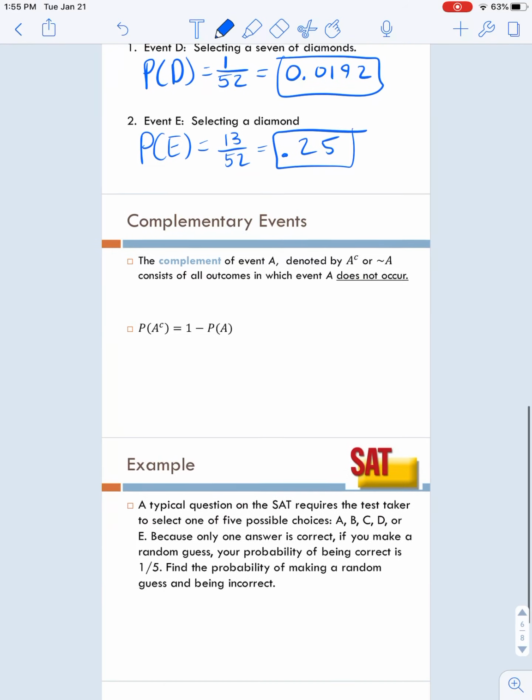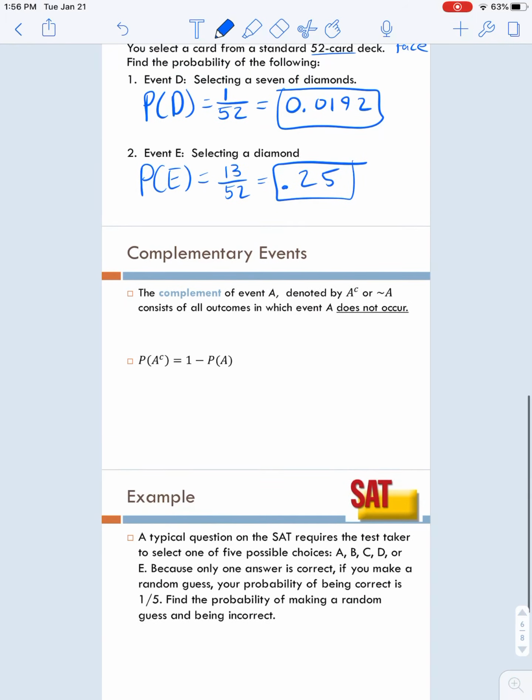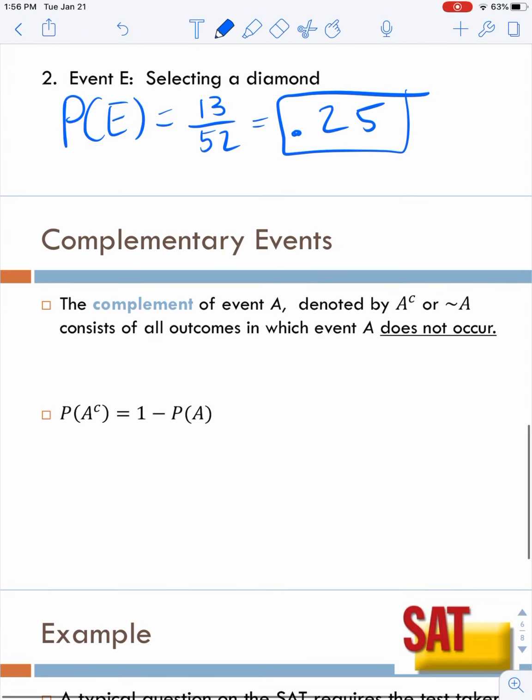So that was some basic probability. Now we're going to move into something really important called complementary probability. So the complement of an event, which we will use this notation right here, or this notation, which is pronounced not A. So this first one is pronounced A complement, and the second one is pronounced not A. And they actually mean the same thing. They are all things that aren't A.